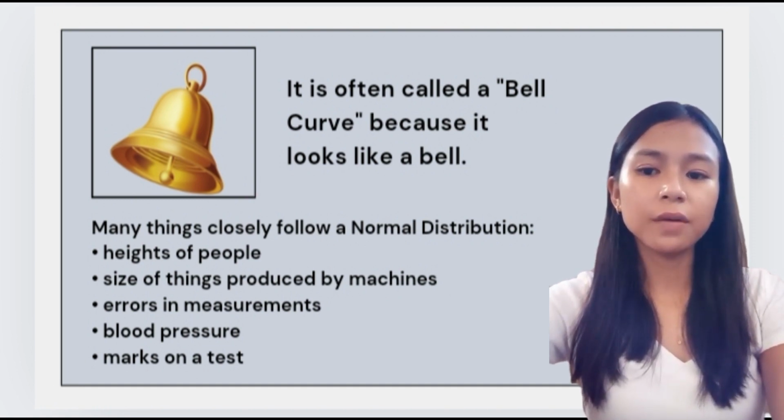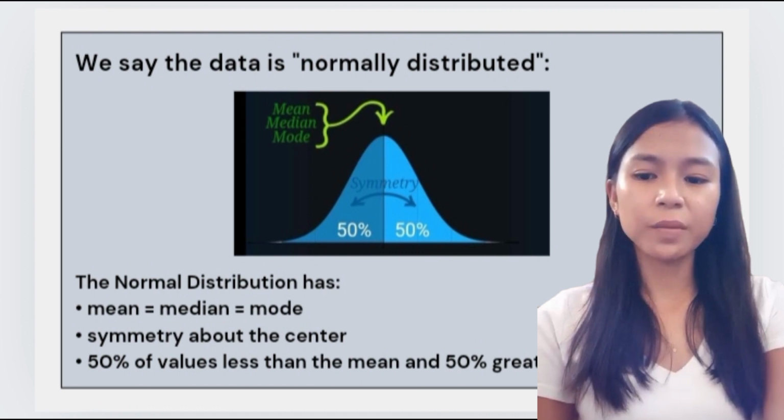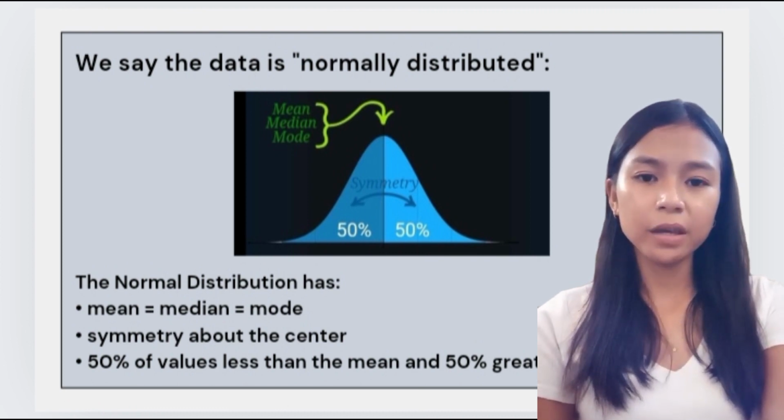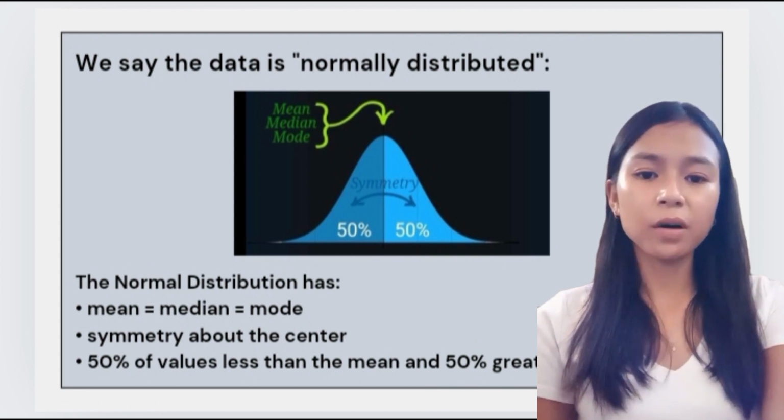Many things closely follow a normal distribution, like heights of people, size of things produced by machine, errors in measurements, blood pressure, marks on a test. We say the data is normally distributed. The normal distribution has mean equals median equals mode. Symmetry about the center: 50% of values are less than the mean and 50% are greater than the mean.